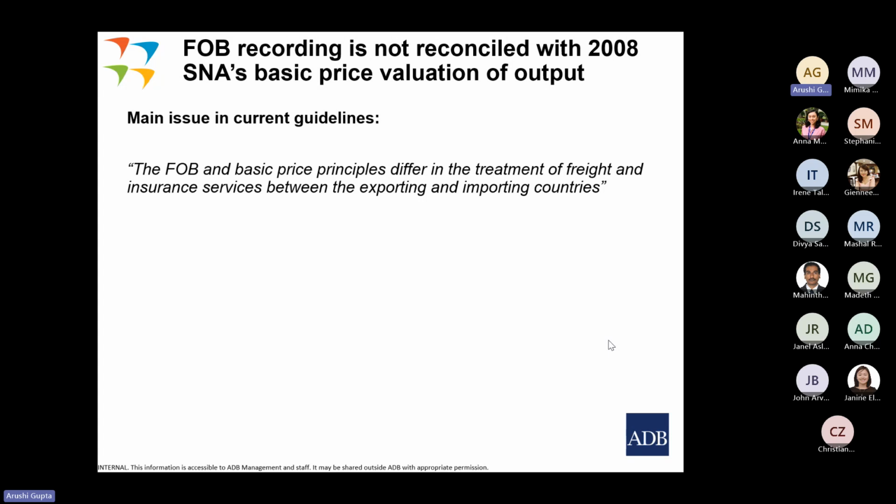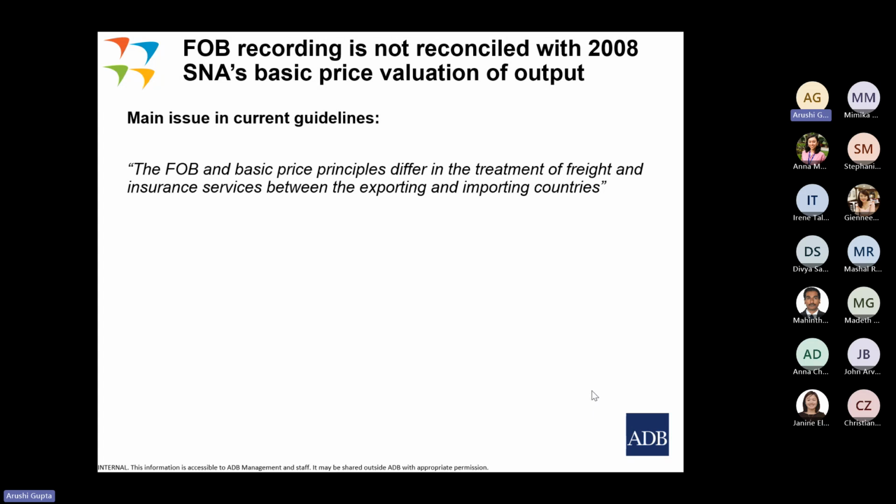The main issue that the new update is trying to address is primarily that the FOB valuation of imports and exports and the basic price principles of SNA are actually different in their treatment of freight and insurance services between exporting and importing countries. So, while this may not be very clear at this stage, in the following slides, we will try to break down this problem and understand this issue in more detail and also see the solutions to this problem suggested by the globalization task team.